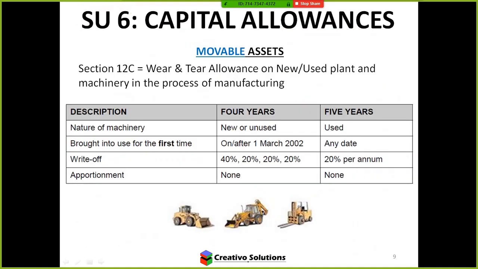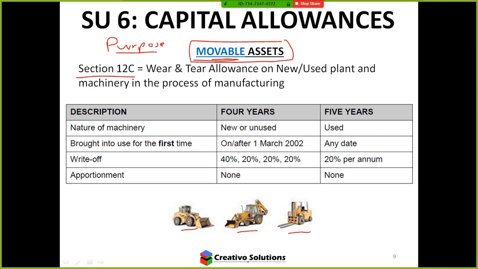So here are the different types of allowance that you can get. This is a Section 12C allowance. It's for movable assets. The word movable is important. This is that whole purpose. In terms of movable, a vehicle would be movable. Anything that's movable is something that's not fixed in a specific location. So, for example, it can be moved from place to place. That would be considered movable.